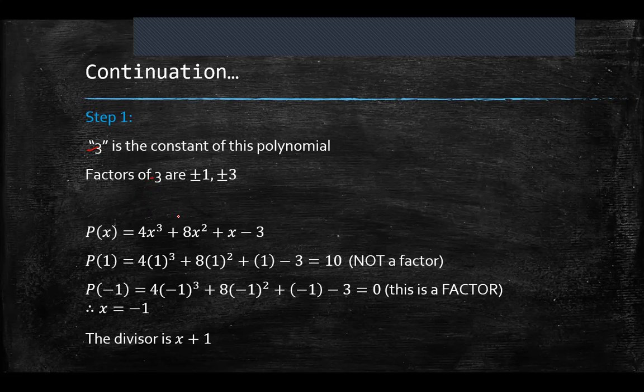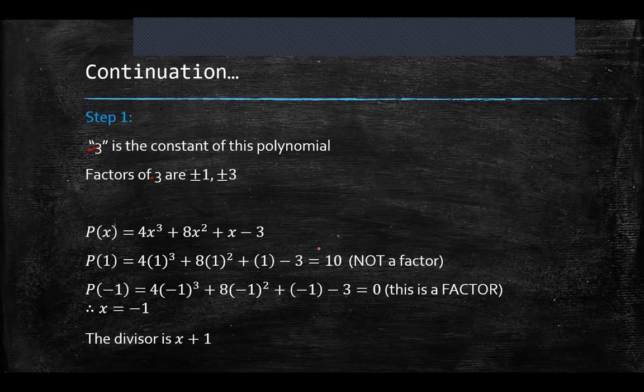It's 1 and 3, right? But you need to account for plus or minus. Positive 1, negative 1, positive 3, minus 3. So you can't just put 1 and 3, right? Because remember, a factor is any number that divides another number and the remainder is 0. Or you might say no remainder.